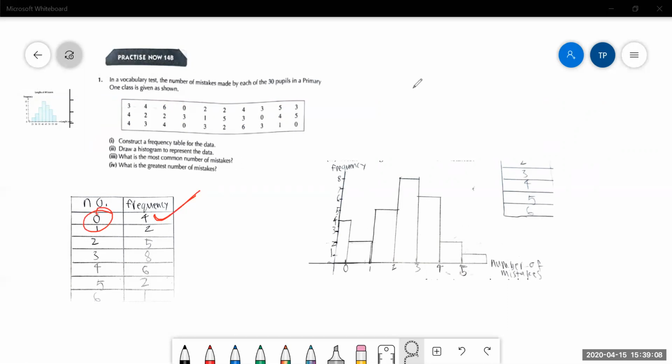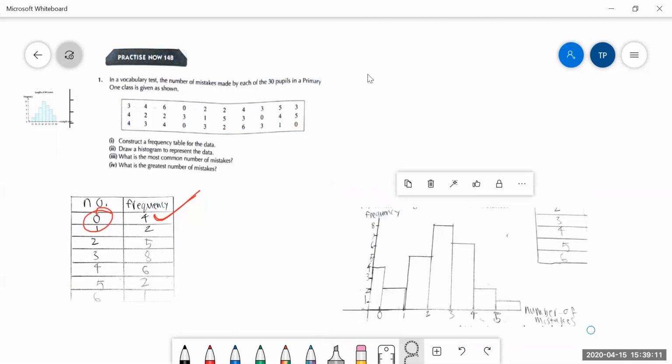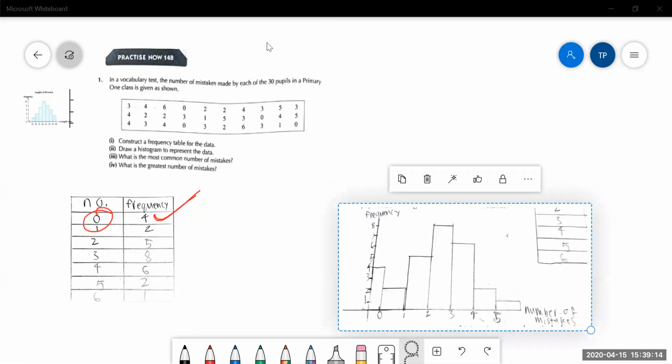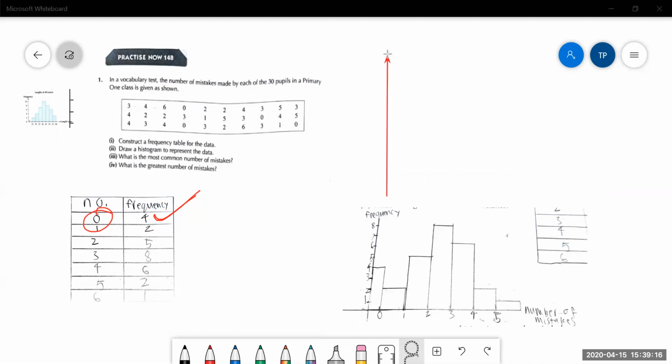So, okay, let's do a comparison. How would I have drawn this histogram? It would have been like that. Because my first number is 0, right? So it would have been 4. So here is 0, here will be 4.